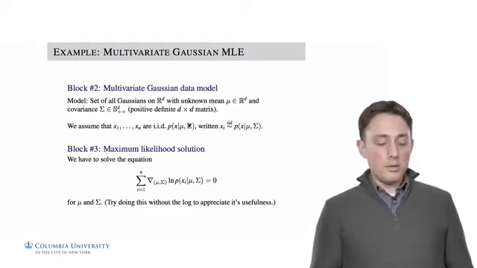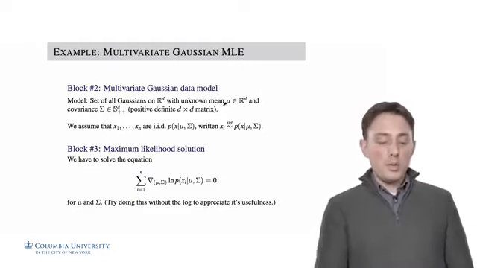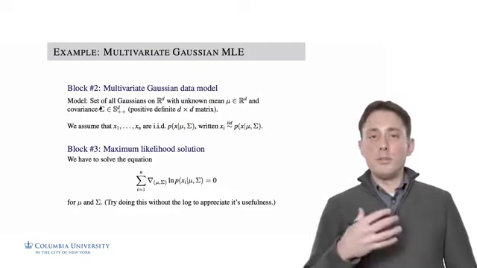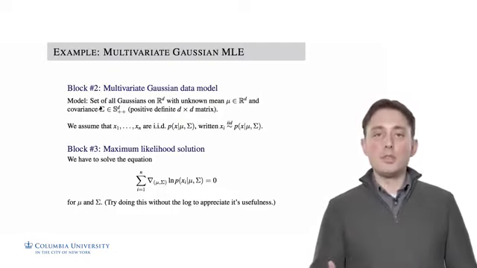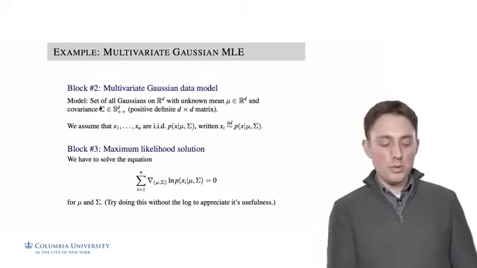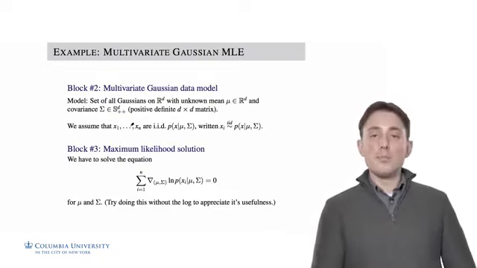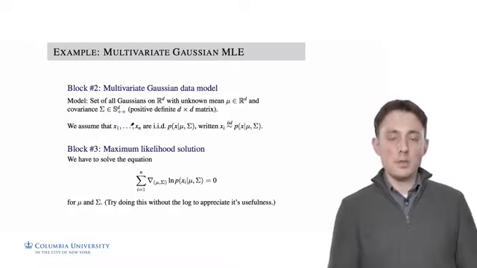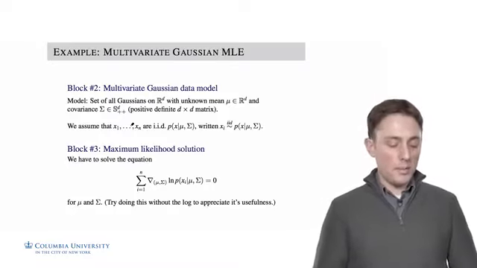We've defined this model, but we don't know the mean or the covariance. So really we've defined a family of distributions. We've defined the family of multivariate Gaussian distributions for our data with an i.i.d. assumption. So that's our block 2 problem.